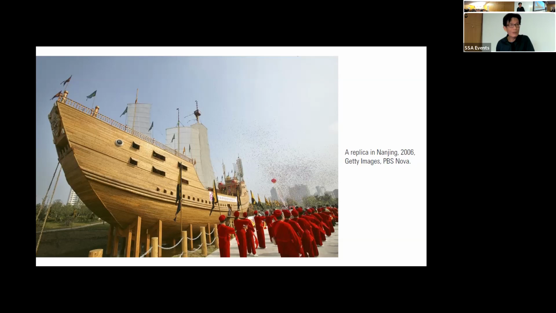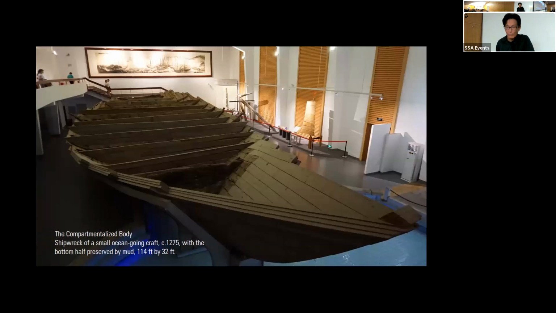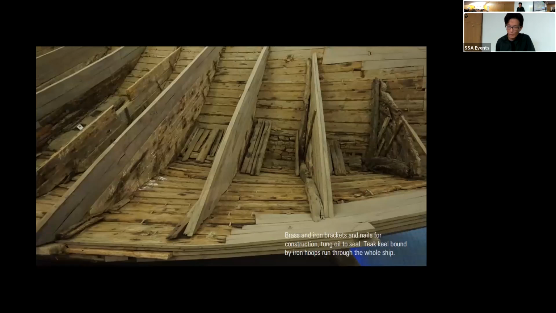But what is more concrete as evidence is a small ship that was discovered in the mud in Quanzhou that showed compartmentalization. This is really one of the interesting innovations of Chinese shipbuilding: watertight compartments. If one part of the ship is broken, the ship keeps floating, and then you just repair that part with time. But with European ships, you couldn't do that until much later.